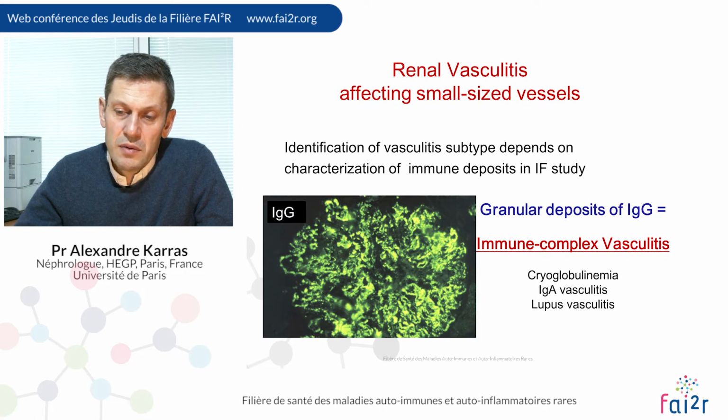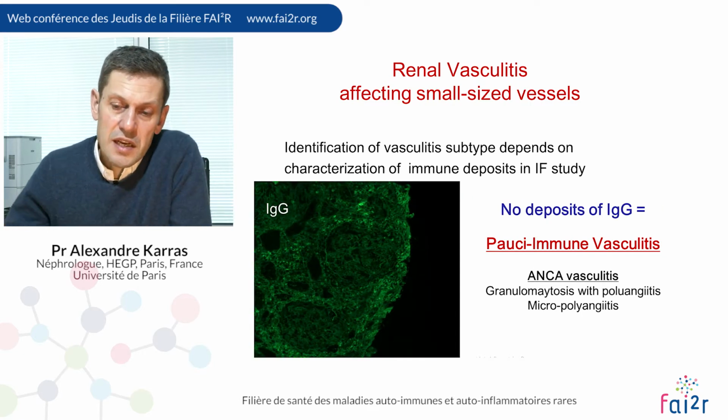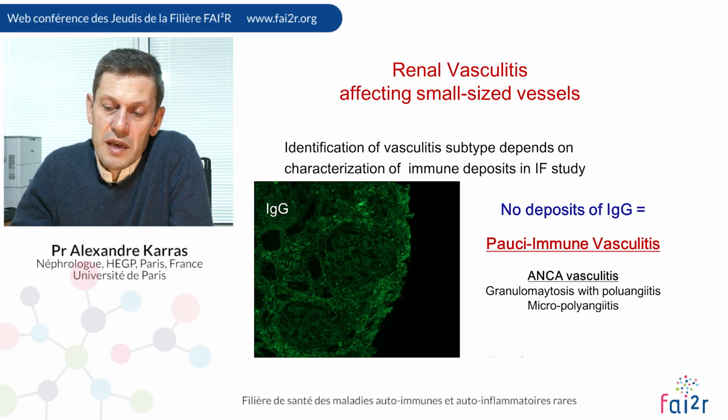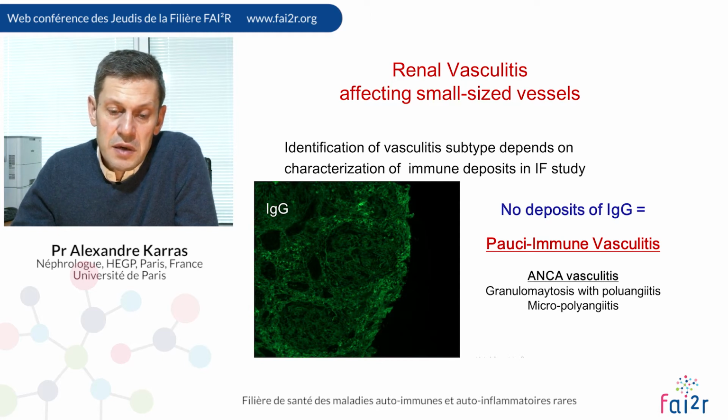This is seen when we have granular deposits of IgG, and we can see this kind of disease when we have a cryoglobulin, an IgA vasculitis, or even some other vasculitis such as lupus vasculitis. The last category is the post-immune vasculitis. This subgroup of vasculitis, the more frequent one, is characterized by the absence of any deposits of IgG in the glomeruli. This vasculitis is mostly due to ANCA vasculitis, which are called GPA or MPA.